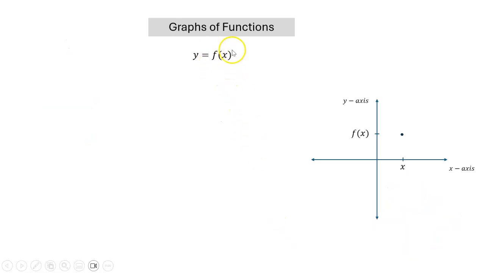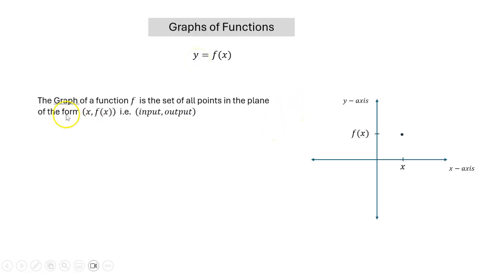Suppose we take that output and we label it as a y value. Then for each input, x, we get a corresponding y. So here's what we'll say. The graph of a function is a set of all points in the plane of the form (x, f of x). So namely where the y-coordinate is actually the corresponding output value. So all points of the form input, output. So over here on the graph, you see I have a value of x, and then a height because that's a y value, f of x.